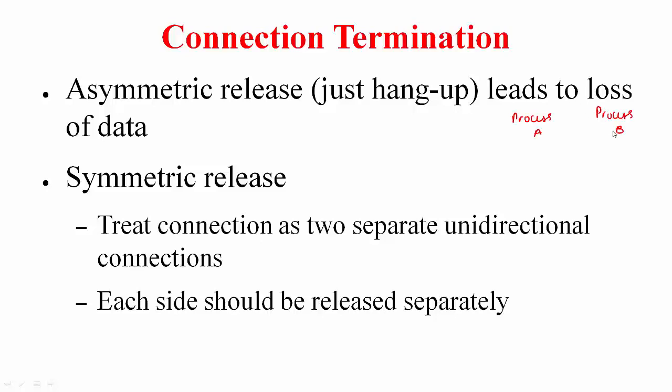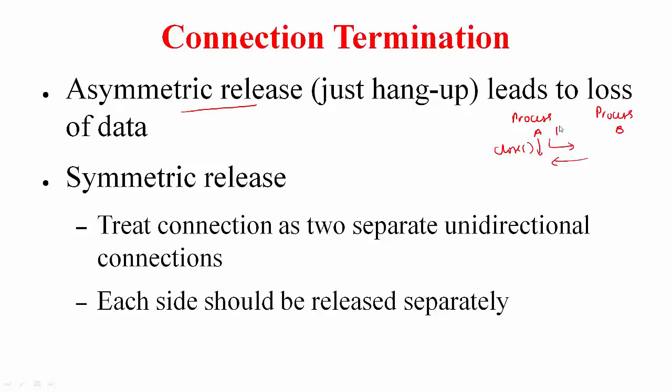Suppose process A is talking with process B and process A thinks it is done, so it is going to issue the close call. This asymmetric release means you are now going to just shut down the socket, thereby preventing not only sending of the data but also receiving of the data from the other end. In telephone analogy, this is like you're talking on the phone. You think you are done, so you just bang the phone down, even when the other person still wants to talk with you. This is no good.